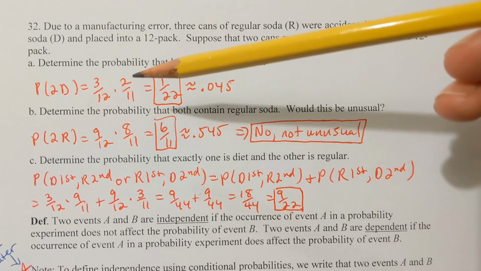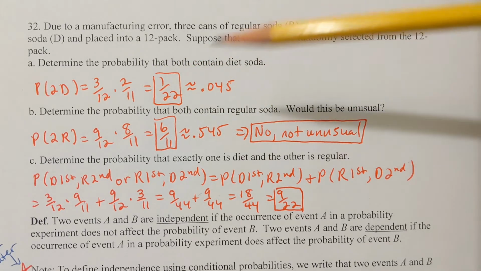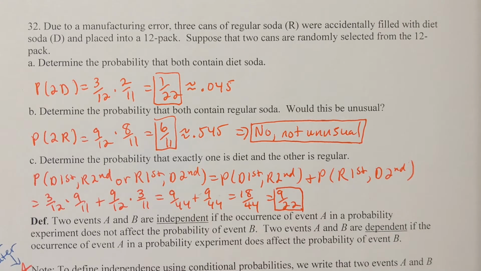6 divided by 12 is 1/2. 1/2 times 1 over 11 would be 1 over 22, which would be roughly 0.045 if you're using decimals.